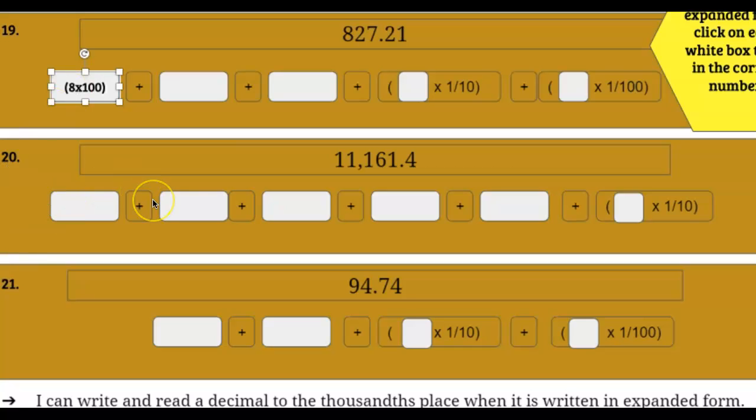So I have 8 times 100, which will give me 8 hundredths. Then I move on. Plus, I need the digit 2, and I need the value. It's in the tens place, so it's times 10. Plus, I need the digit, which is 7, times the value, which is 1 because it's in the ones place. And so now I have my expanded notation for the whole number in my decimal. Now I need to move behind my decimal.